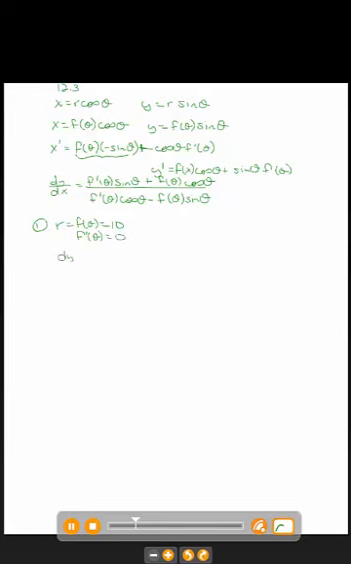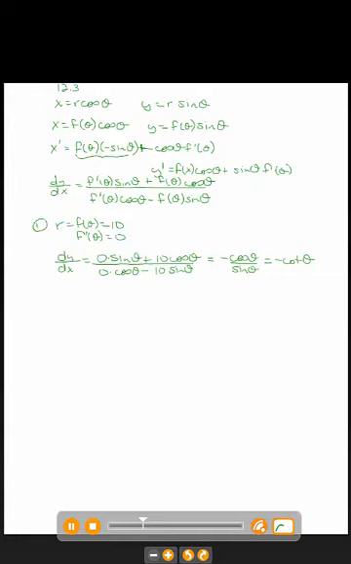So now dy over dx is going to be, the formula says f prime, so 0 times the sine of theta, plus f of theta cosine theta, over dx, which is f prime of theta times the cosine of theta minus 10 sine theta. So this turns into negative cosine theta over sine theta, which is negative cotangent of theta.